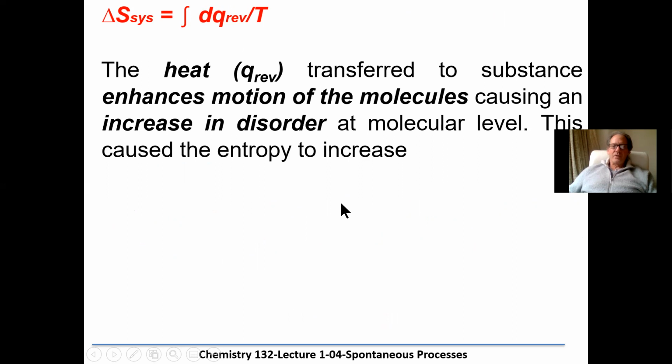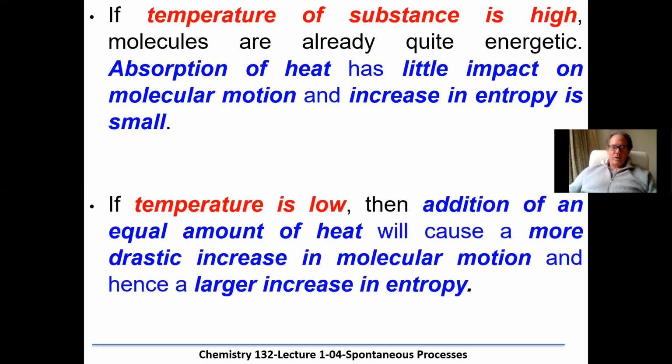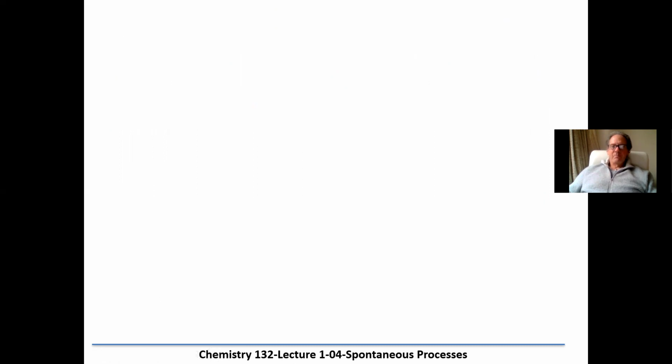When you're transferring heat to molecules, it makes the molecules move faster, creates more disorder in the system. This causes the entropy to increase. So entropy changes, delta S, are also dependent on temperature. If the temperature of a substance is high, it obviously has more entropy than the same system at a lower temperature. So to explain that to you, let's take a look here at a simple example.